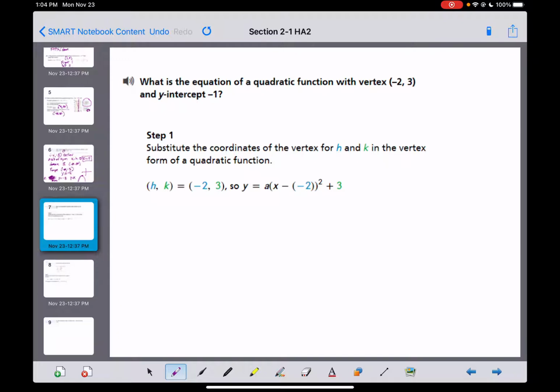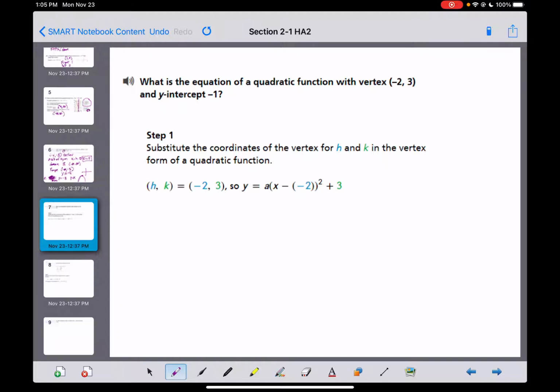So now that we can identify the different pieces of these, now we want to be able to write these. So the next thing we're going to do is ask, what is the equation of a quadratic function with a vertex, and in this case, a y-intercept? In the past, you've been given the equations. Now you're not going to be given the equations. You've got to write them. So there's really a four-step process to this.